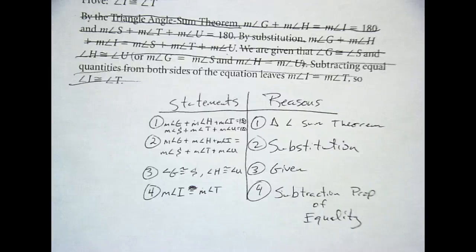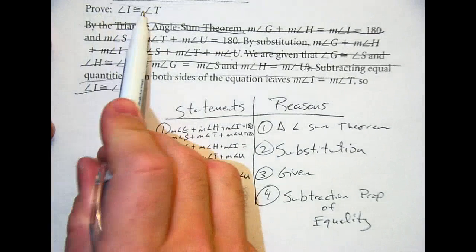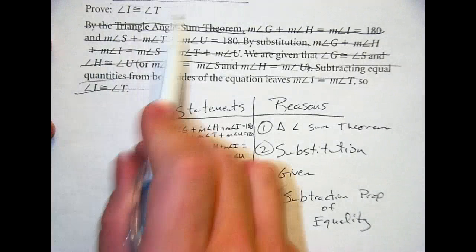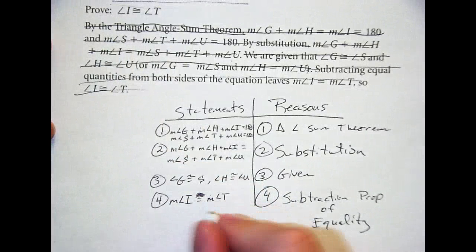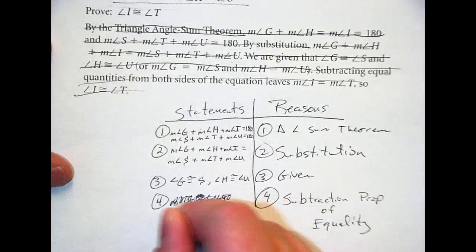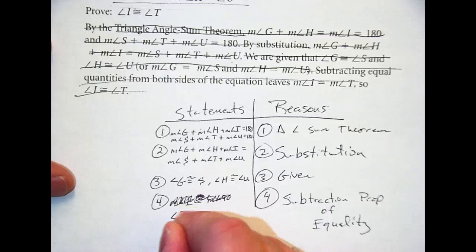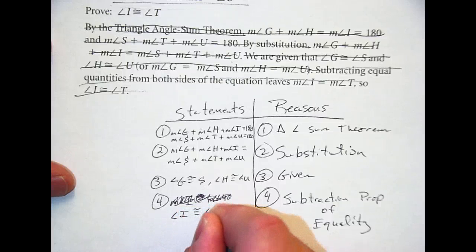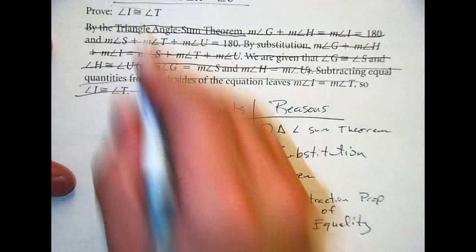You know how we're done? Well, there's two things. One is that they tell us to prove this, and that was our last statement. Let me actually use their wording: they said angle I is congruent to angle T. That was what they asked us to prove. There we've got it, exactly what they stated.